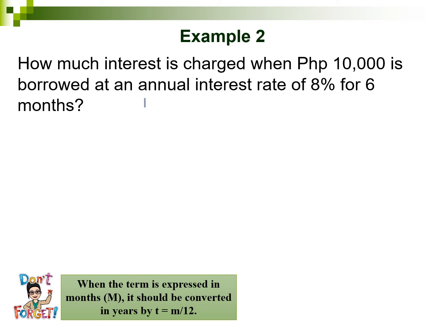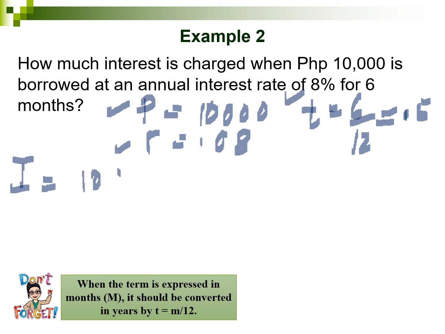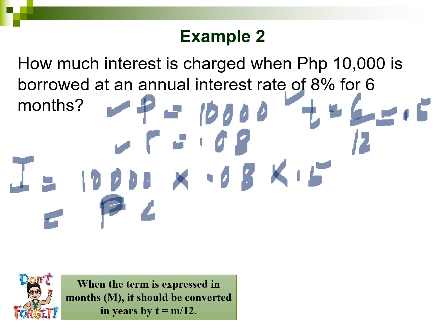So let me repeat, the principal is 10,000 pesos. The rate is 8%, 0.08, and the time is 6 months, so 6 over 12, because there are 12 months in a year. So 6 over 12 is 0.5 or 1/2. Now, let's solve this. I is equal to principal times rate times time. 10,000 times 0.08 times 0.5. So use your calculator and this will give you 400 pesos.